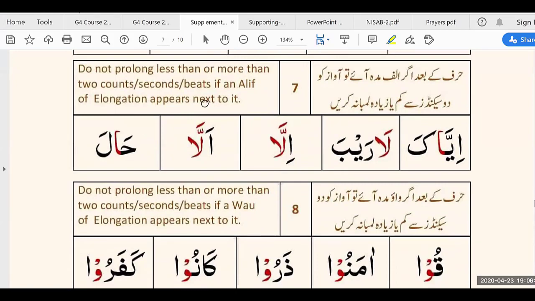Okay. So common error number 7, do not prolong less than or more than 2 counts, seconds, or beats if an alif of elongation appears next to it. So if an alif of elongation appears next to a consonant carrying a fatha stroke, it should be 2 seconds long, and previously we mentioned that letters of elongation, alif, waw, ya, are equivalent to one of the strokes. So can anyone, if any of the students knows the answer, please raise your hand?